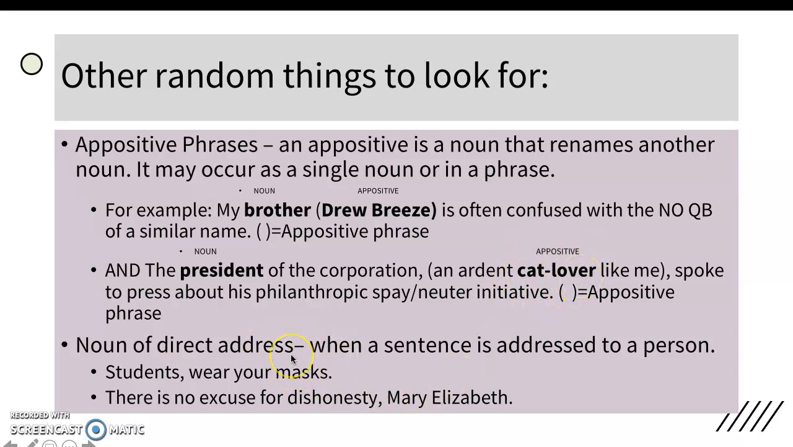Nouns of direct address. These occur quite frequently too. And that's when a sentence or a phrase is addressed to a person. Students, wear your masks. Students would be your noun of direct address. There's no excuse for dishonesty, Mary Elizabeth. Mary Elizabeth would be the noun of direct address because the sentence is addressed to her. They can occur in the beginning. They can occur in the end of the sentence. Or you can have one smack dab in the middle of the sentence. That sometimes happens as well.